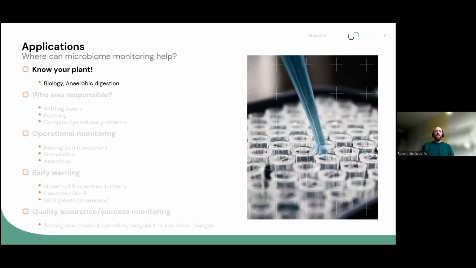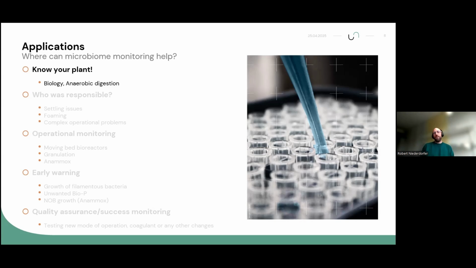I know a lot of wastewater treatment operators that tell me, yeah, okay, I know my plant very well. And then if you ask them, okay, how does it look in microbiology? Of course, they say, we don't know. So I think know your plant is a very important thing for every wastewater treatment operator. And we are still trying to convince a lot of them.